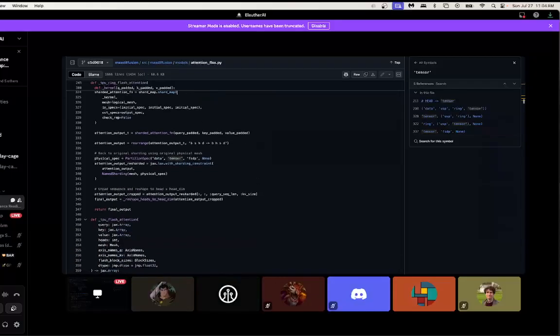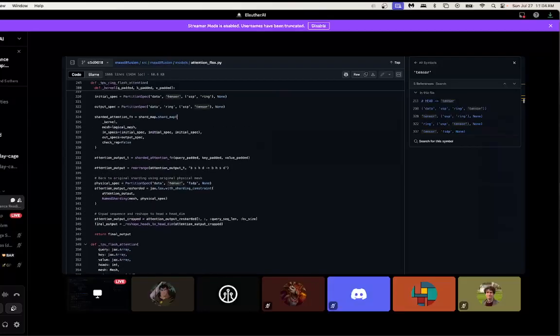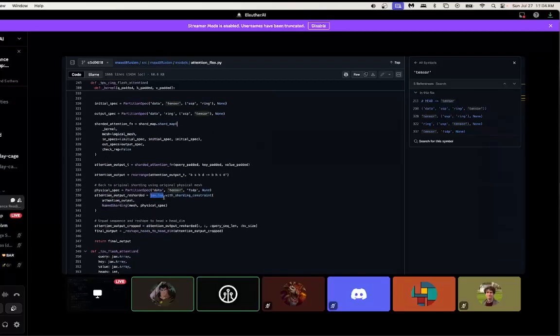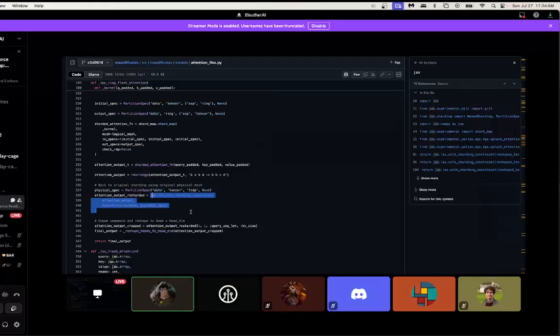In shard map, I just want to wrap it up here. The final point is that this is the last step where we do global sharding. So you go back to the original sequence sharding. Awesome. This is a very clean implementation.